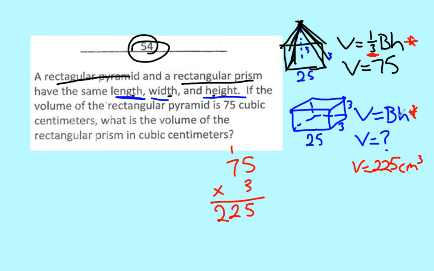And we can check that. If 225 is area of the base times the height, a third of 225 would get us back to 75. So this works out. So this would be our third answer. And we'd go to the next card and keep doing the same thing to get to the very end. Okay? Hopefully that helped out.